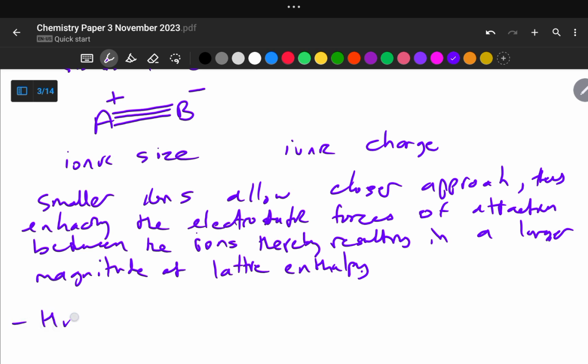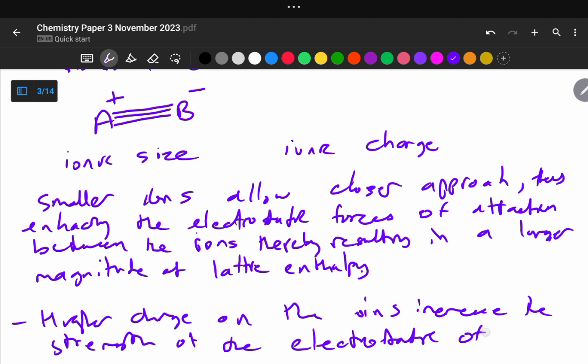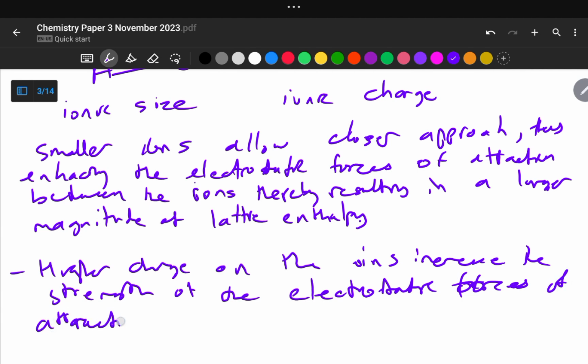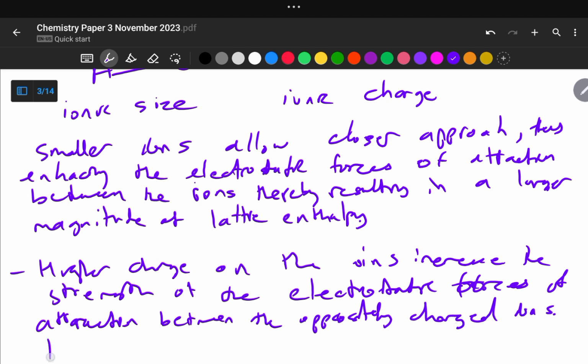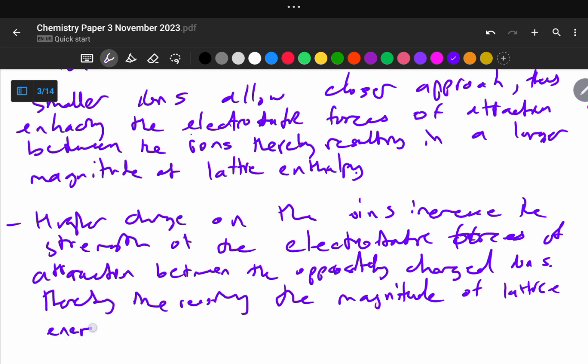So higher charges on the ions increase the strength of the electrostatic forces of attraction between the oppositely charged ions, thereby increasing the magnitude of lattice energy or lattice enthalpy, right?